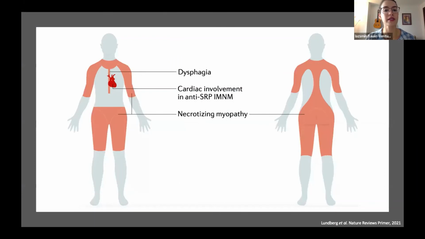And again, clinical manifestations. This is basically mostly a myositis. The myositis can be quite pronounced. Some patients with anti-SRP, as I mentioned before, can have myocarditis too.